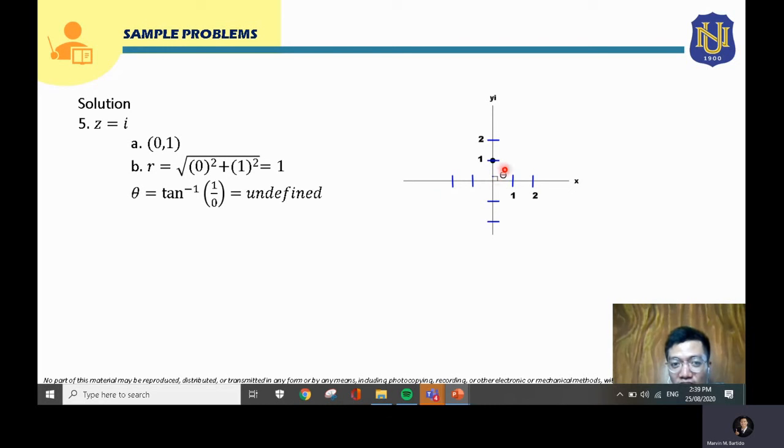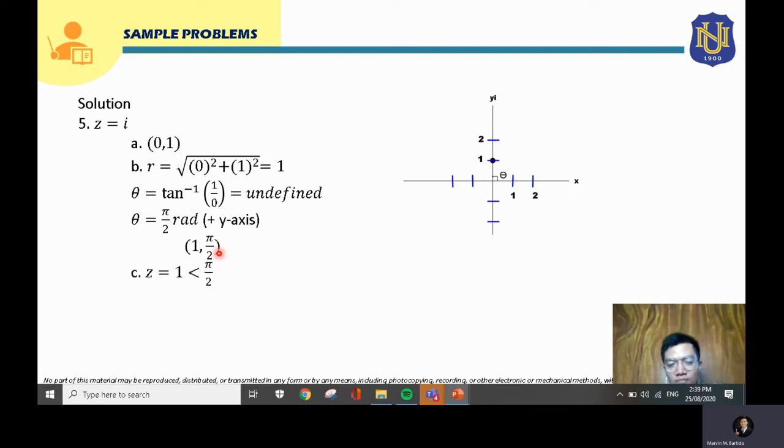Now, is the value of theta here undefined? No, we have a value for theta. The value for theta will be 90 degrees or pi over 2. So class, that will be the value of your theta. It will be pi over 2 radian. Again, your complex number here is located on the positive y-axis, so your theta will be pi over 2, or 90 degrees if it's in degree mode. So your r will be 1 and your theta will be pi over 2 radian. That will be the polar coordinates.